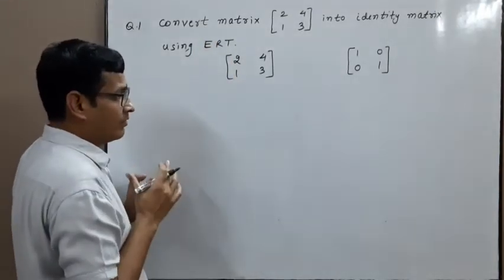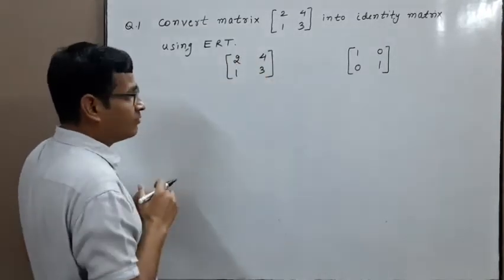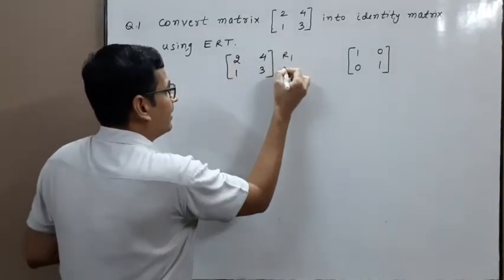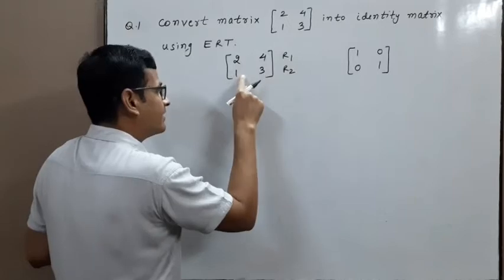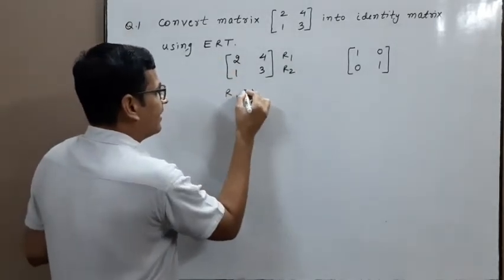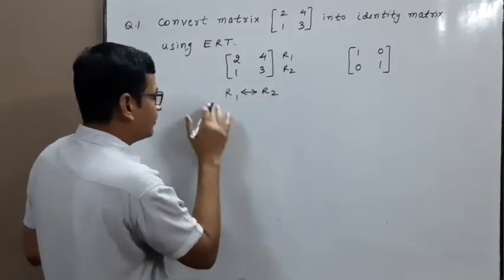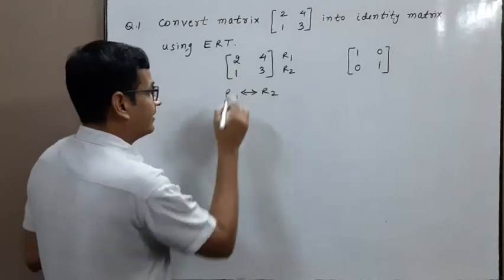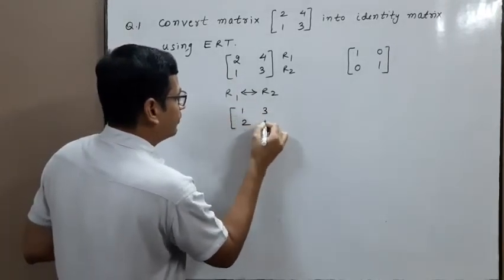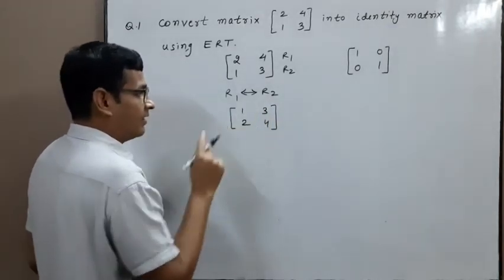So there are two cases: either interchanging R1 and R2, then we get 1, or R1 minus R2. If we apply R1 minus R2, then we get 1. So the better choice is interchanging R1 and R2. No need to write any symbol because both matrices are different. So next step we write 1, 3, 2, 4. So the first step is over.